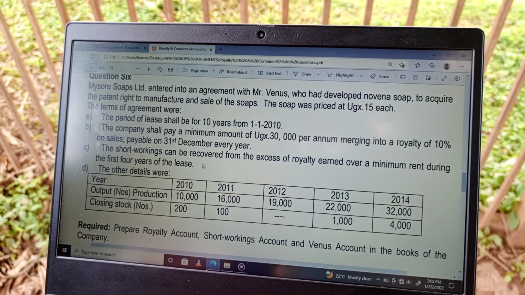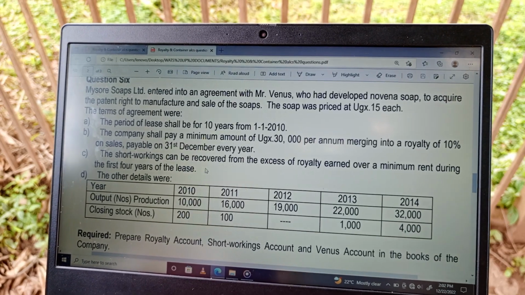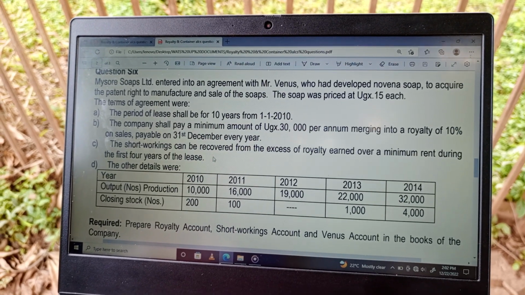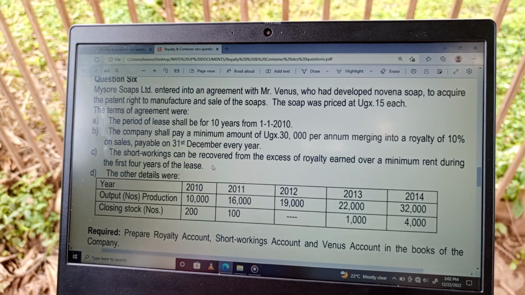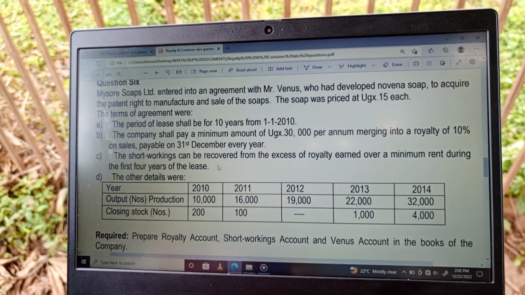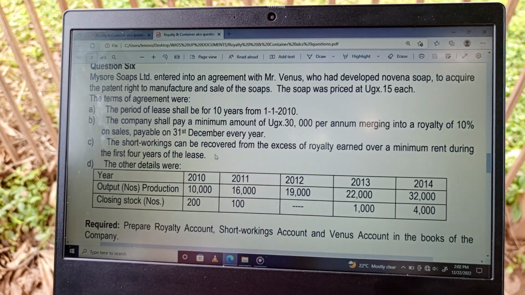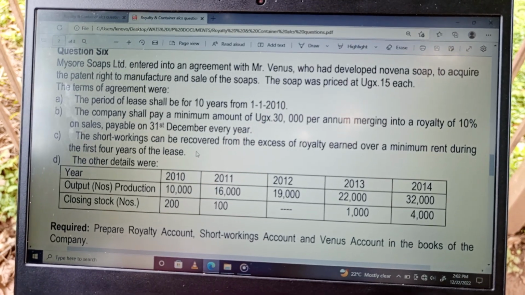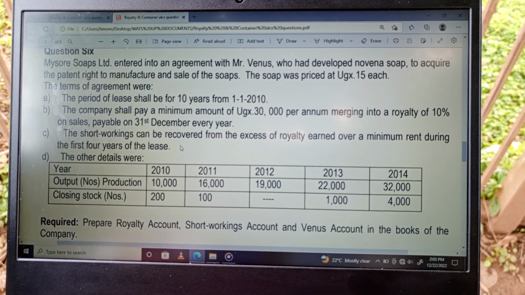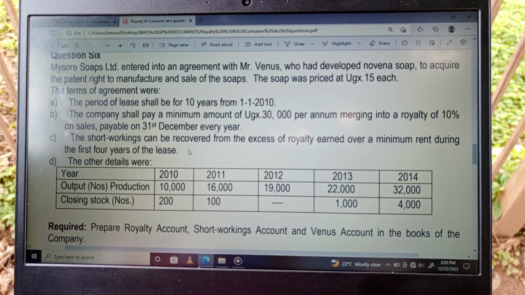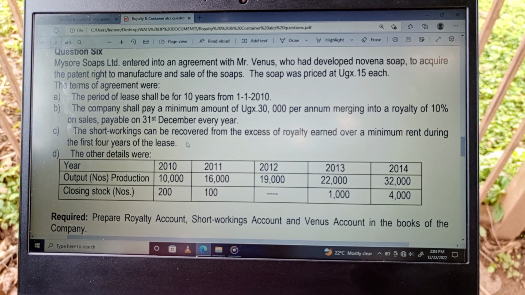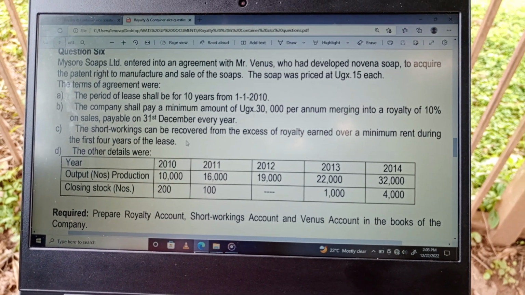First, we are going to do another question in respect to royalties, whereby you are going to see a scenario whereby they tell us that our royalty is calculated based on the sales figure of what we sold, because royalty is always based on either the output you produce or the sales. So that question that we are projecting now is what we are going to be handling. Question 6. Basically, we are going to be preparing, of course, we are going to start with our analysis sheet. Then we shall go to preparing the accounts that are required: the royalty account, short workings account, and Venus account, whereby Venus is our landlord in this case.